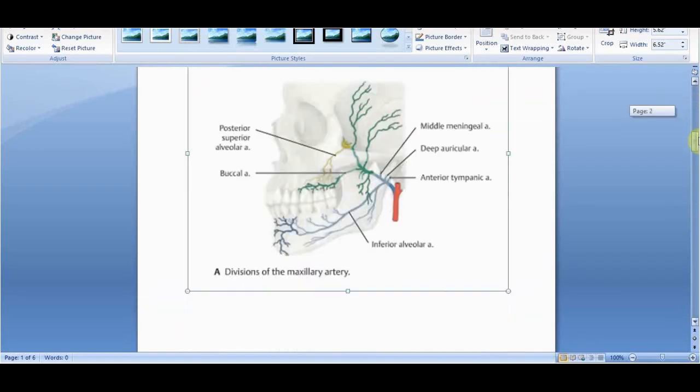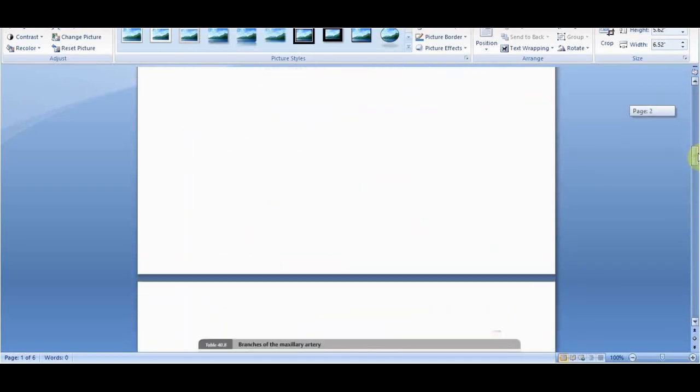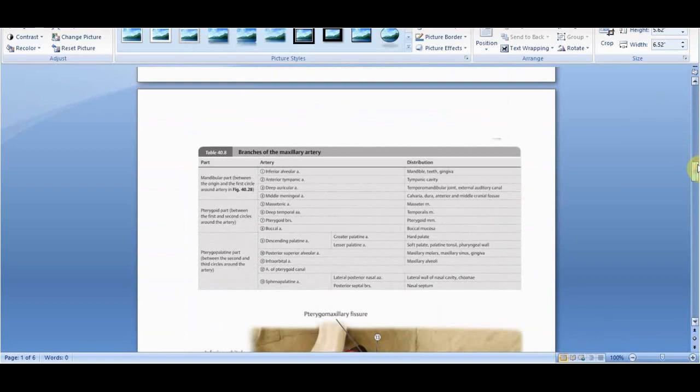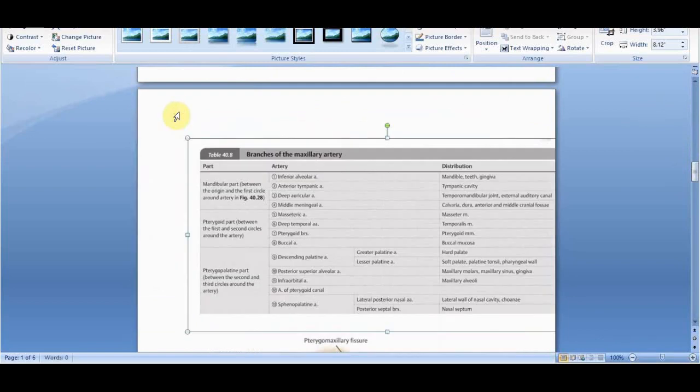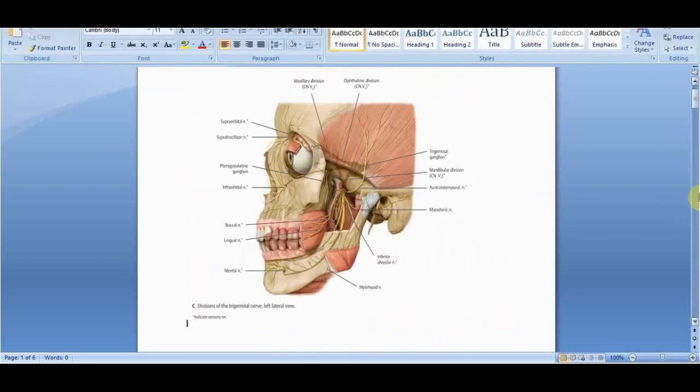Then we consider over here, let's see which are the branches of the third part. The first one is the descending palatine artery, which is a branch we need to consider, which divides into two branches, the greater palatine artery and the lesser palatine artery. The greater palatine artery supplies the hard palate, and the lesser supplies the soft palate, the palatine tonsil and the pharyngeal wall.